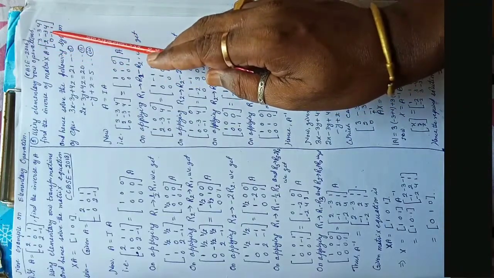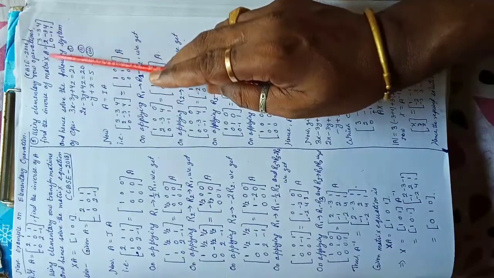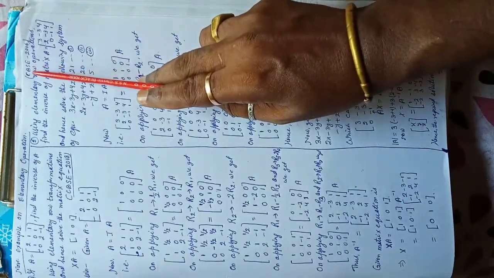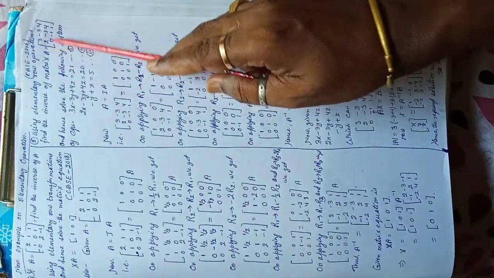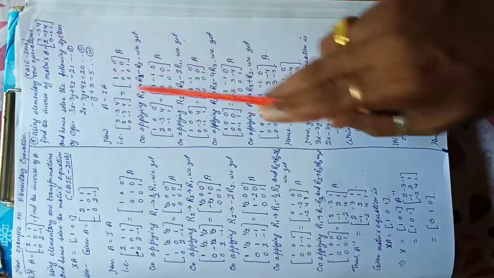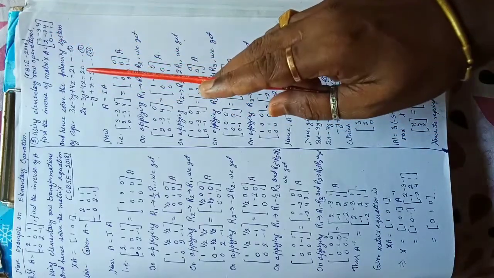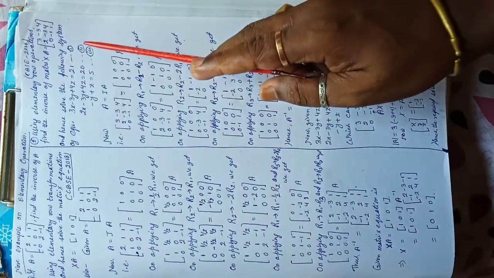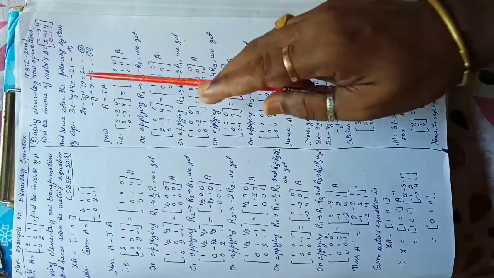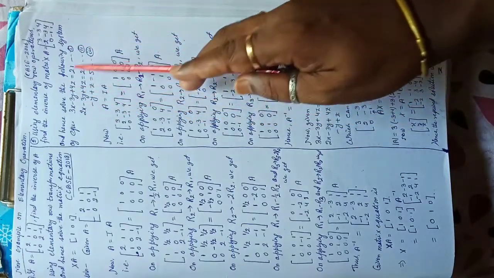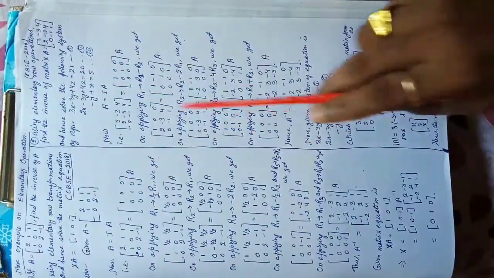Another example that also came in 2016. Matrix A is given, and we have to find the inverse of A applying elementary row operations. Then we have to use that inverse to solve the following system of equations.